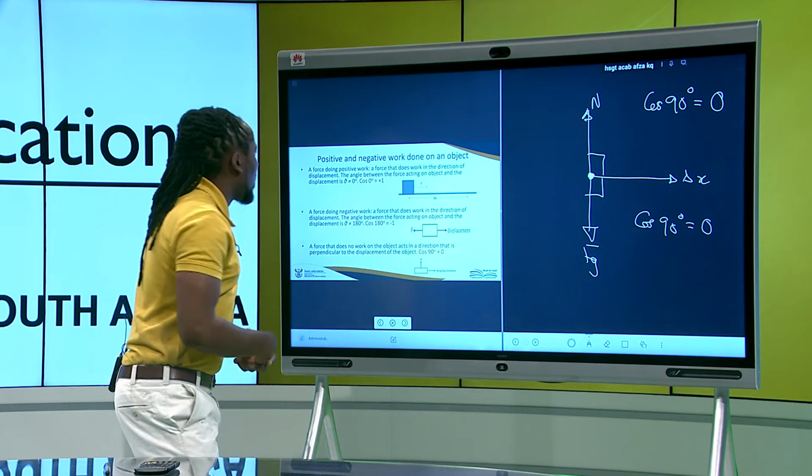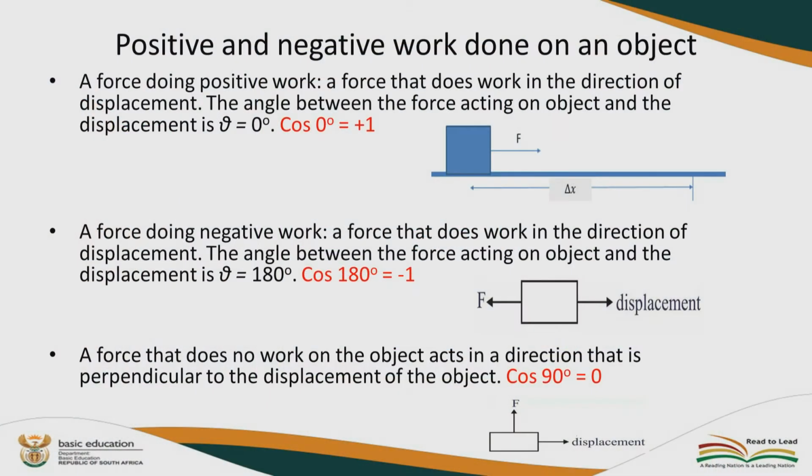Okay, now I think the next slide summarizes the discussion that we've just had. A force that does positive work is a force that does work in the direction of displacement, and the angle between the force acting on the object and the displacement is 0. If they are opposite, the angle between them is 180, and that particular force does what we refer to as negative work. And a force that does no work must act perpendicular to the displacement.